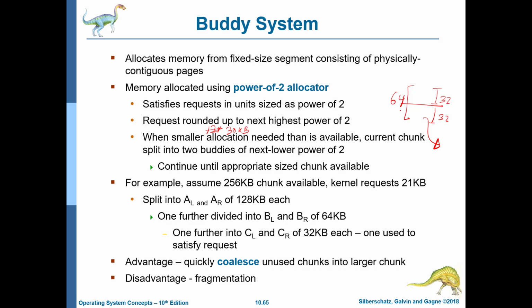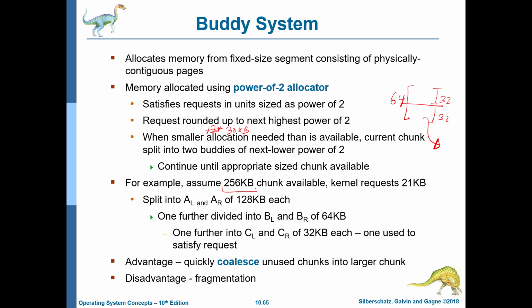So the current chunk, in this case 64 KB, is split into two buddies. They are known as buddies. Essentially we are rounding to the next power of 2, which is 32. And then we assign one of the chunks to the request. An example is also given here.